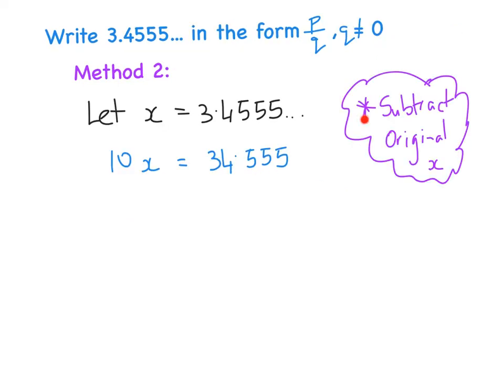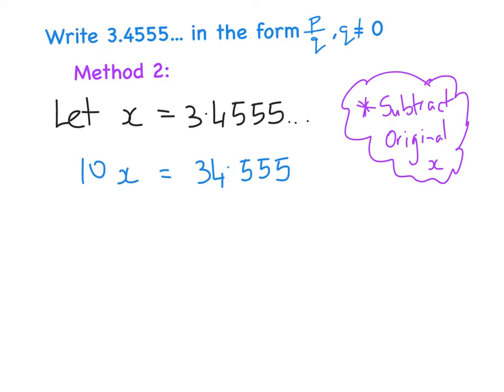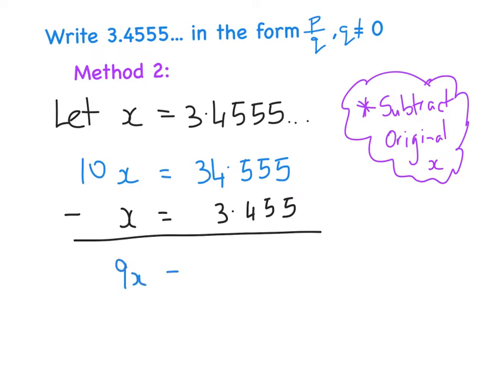Now I'm going to subtract the original x. This is the only step that it's really important for me to remember. So I have my 10x, and underneath it I'm going to write my original x, 3.4555, and take that away. Well, 10x minus x is 9x equal to, here that's going to cancel with that. So now I'm going to have 34.5 take away 3.4, and that's going to leave me with 0.1, and 34 take away 3 is 31.